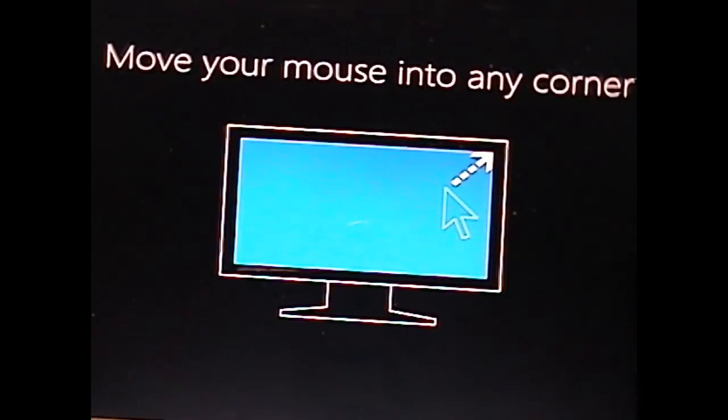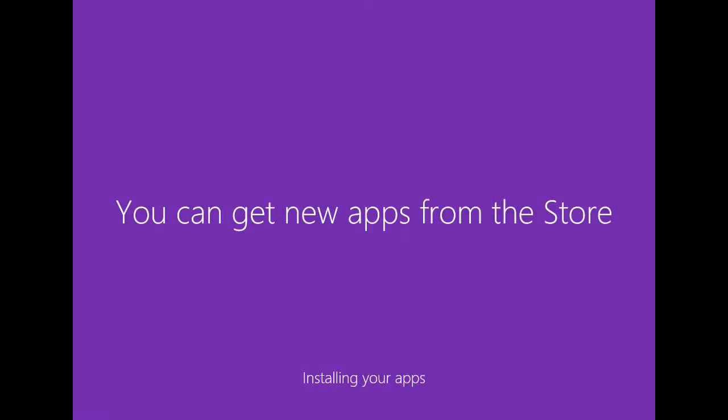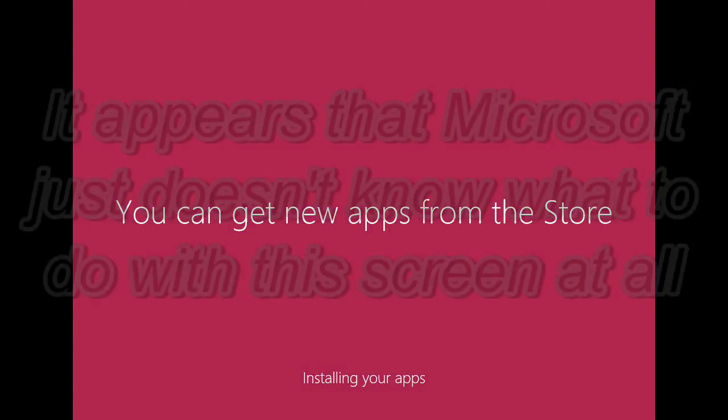Am I supposed to be following along, moving the mouse in the corner? Am I supposed to press a key? What am I supposed to do? That is now gone. It appears to be replaced with you can get new apps from the store.